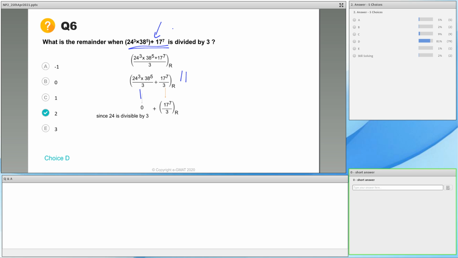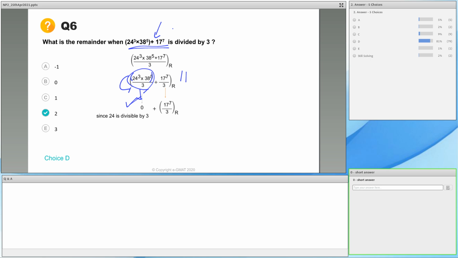Now, if you look at this portion, you remember that question where we saw that 24 is already divisible by 3. Therefore, whatever it is, this monstrosity should be divisible by 3. Same logic, which means the remainder of this portion is 0. Everybody with me so far? And if you pressed A by mistake, happens. That's why you have to keep in mind all these things.